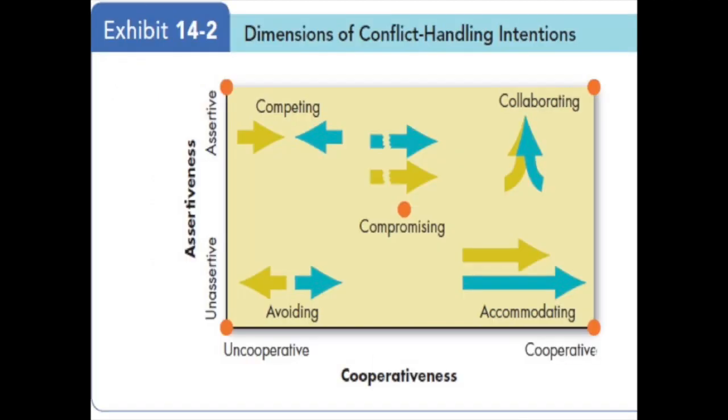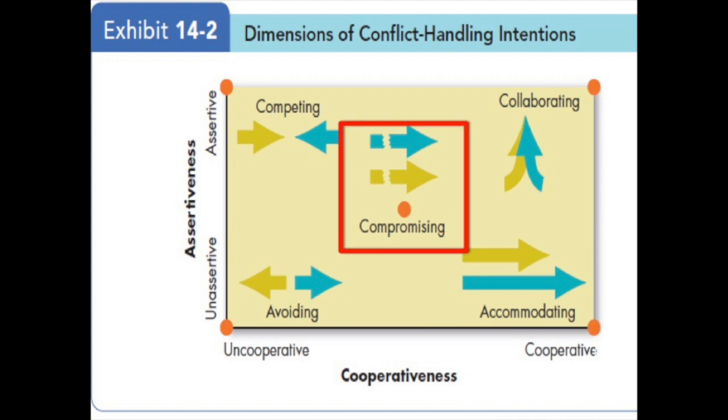And then we have dimensions of handling a conflict. Okay, so if you look on the left-hand side, you'll see assertiveness, and you look on the bottom, you see cooperative. So to the degree that you're completely assertive but not cooperative, you're competing. To the degree that you're neither assertive nor cooperative, you're just avoiding the process. To the degree that you're cooperative but not assertive, you're accommodating. Yeah, sure, whatever you want to do, that's what we'll do.